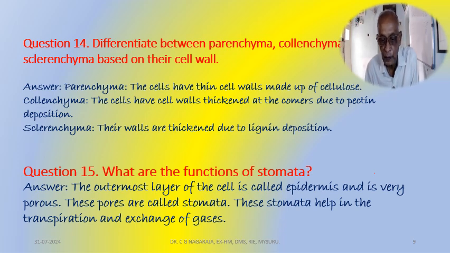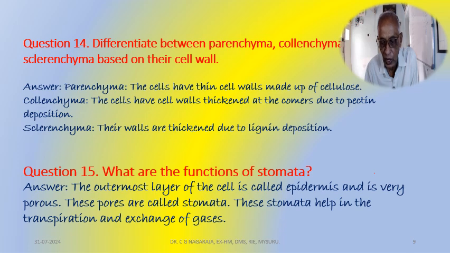The answer is parenchyma. The cells have thin cell walls made up of cellulose. Collenchyma, the cells have cell walls thickened at the corners due to pectin deposition. Pectin is a kind of material that deposits in the corner. Then sclerenchyma, their walls are thickened due to lignin deposition. So these three types of cells are present in plant tissues. They have different shapes and their structure is slightly different.